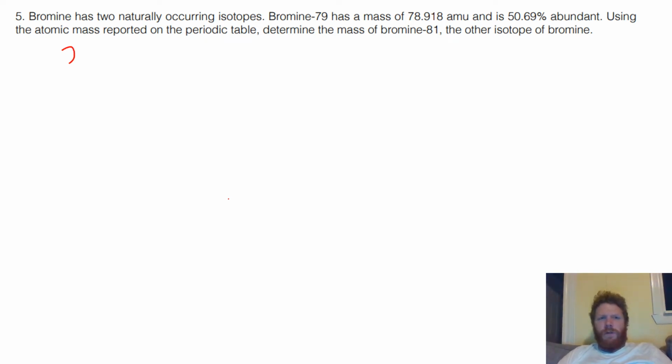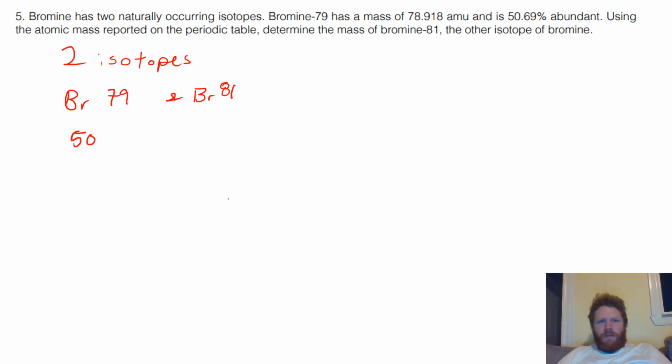So what this means is we have two isotopes, bromine Br79 and Br81. We're told that bromine 79 is 50.69% abundant. What does that mean for bromine 81? Well, since there are only two of them, we know the abundance of bromine 81 is 100 minus 50.69, which means that this is 49.31% abundant.